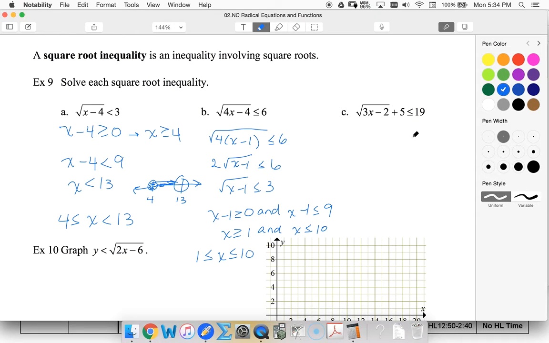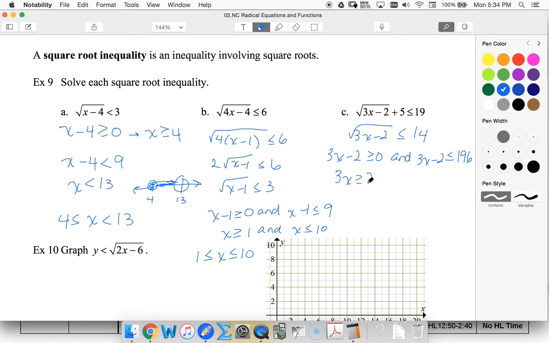This one's a bit more complicated, but not really. Move the 5 to the other side. Root 3x minus 2 less than or equal to 14. So now 3x minus 2 is greater than or equal to 0, and 3x minus 2 is less than or equal to 14 squared, which is 196.